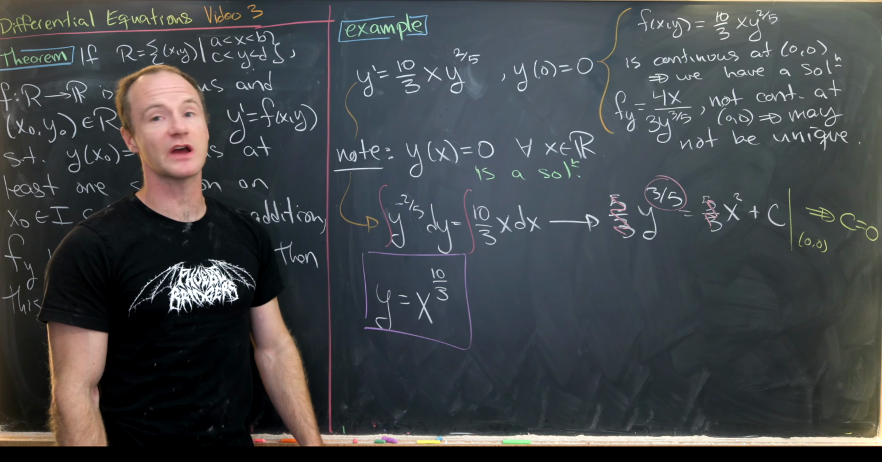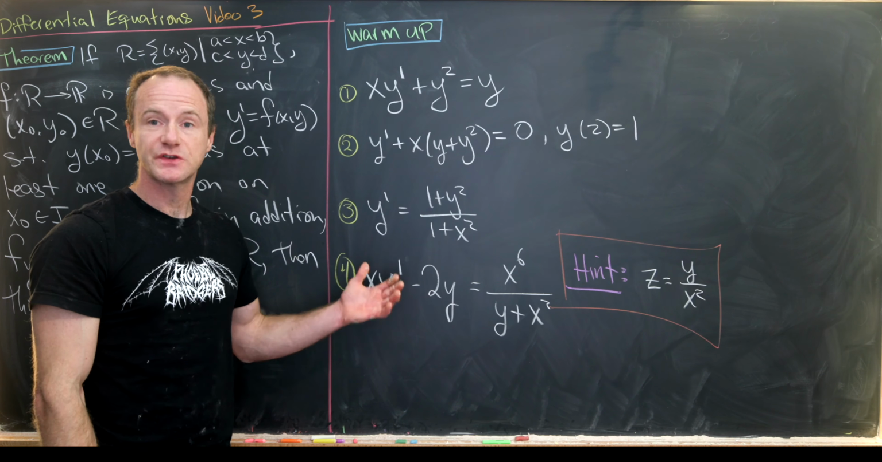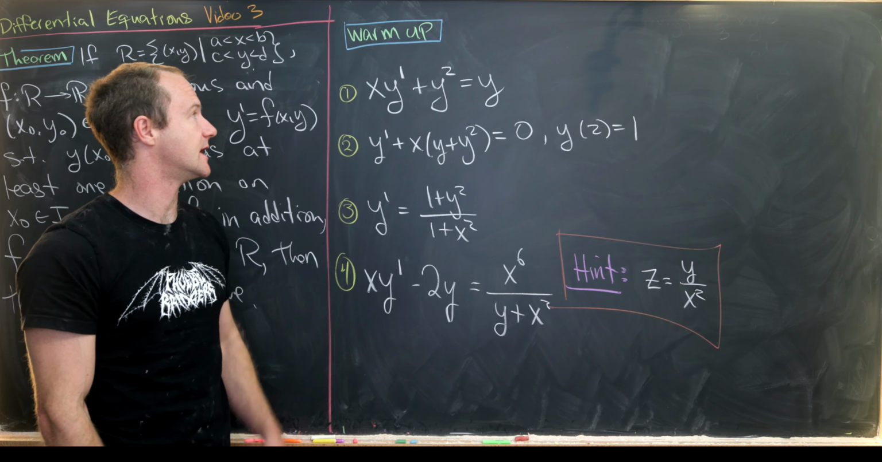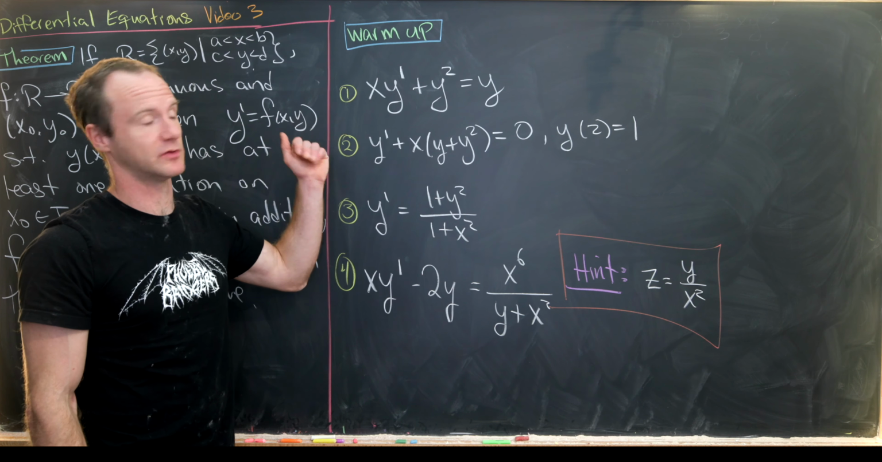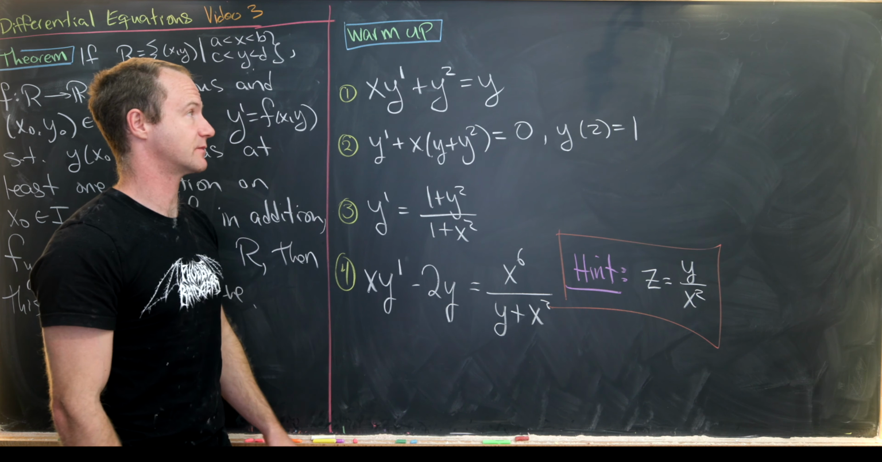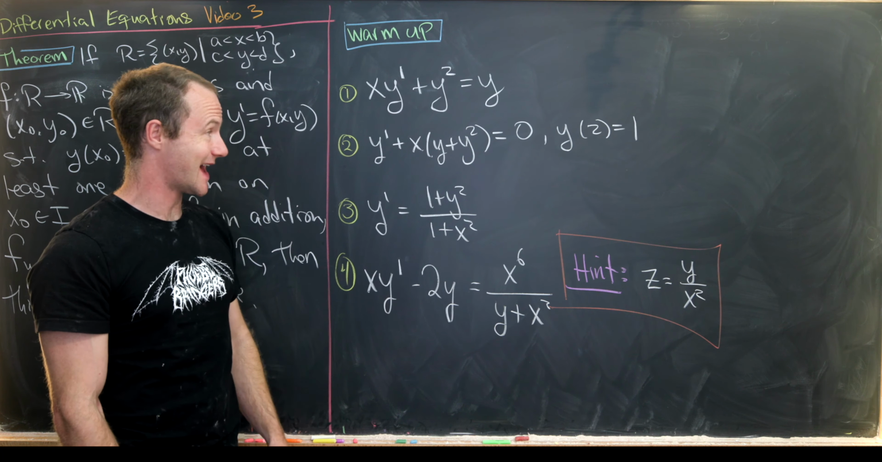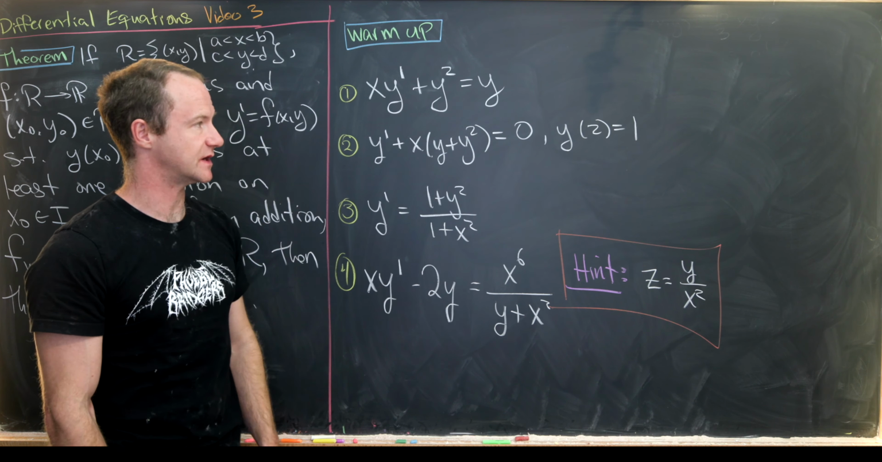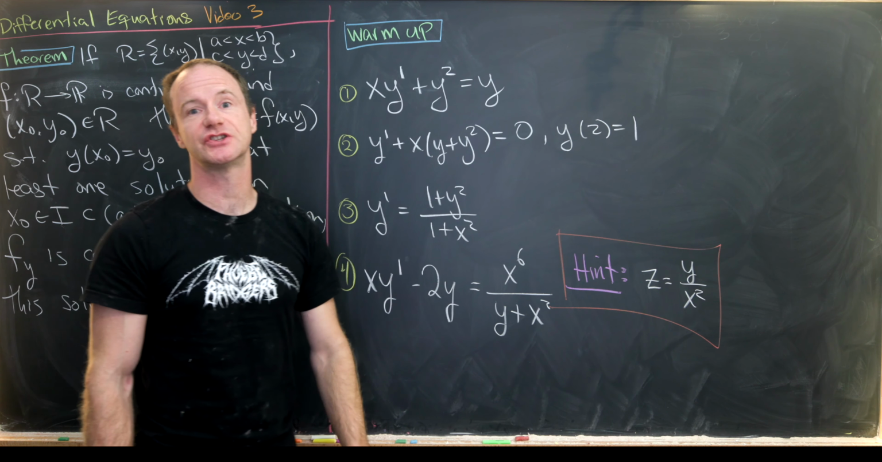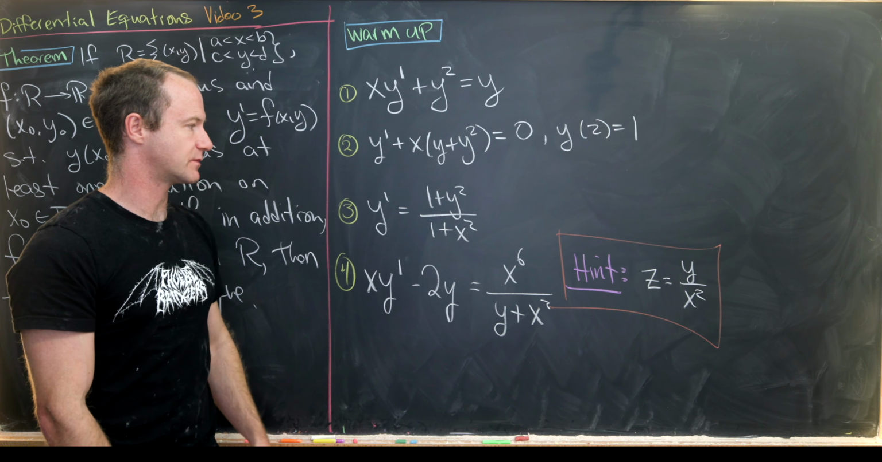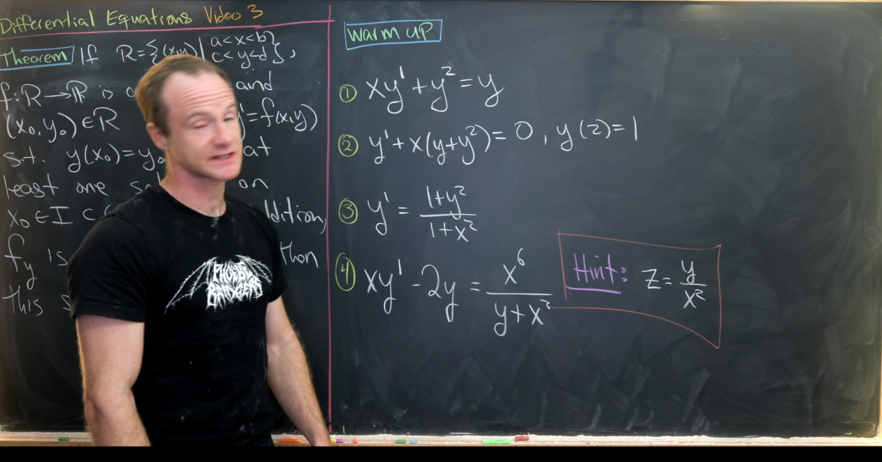Okay, so I'm going to leave you guys with a couple of warm-up exercises. So here are 4 warm-up exercises to practice based on what we did today. The first is a separable differential equation. We have x times y prime plus y squared equals y. The next is y prime plus x times the quantity y plus y squared equals 0 with an initial condition of y of 2 equals 1. Next, we've got y prime is 1 plus y squared over 1 plus x squared.